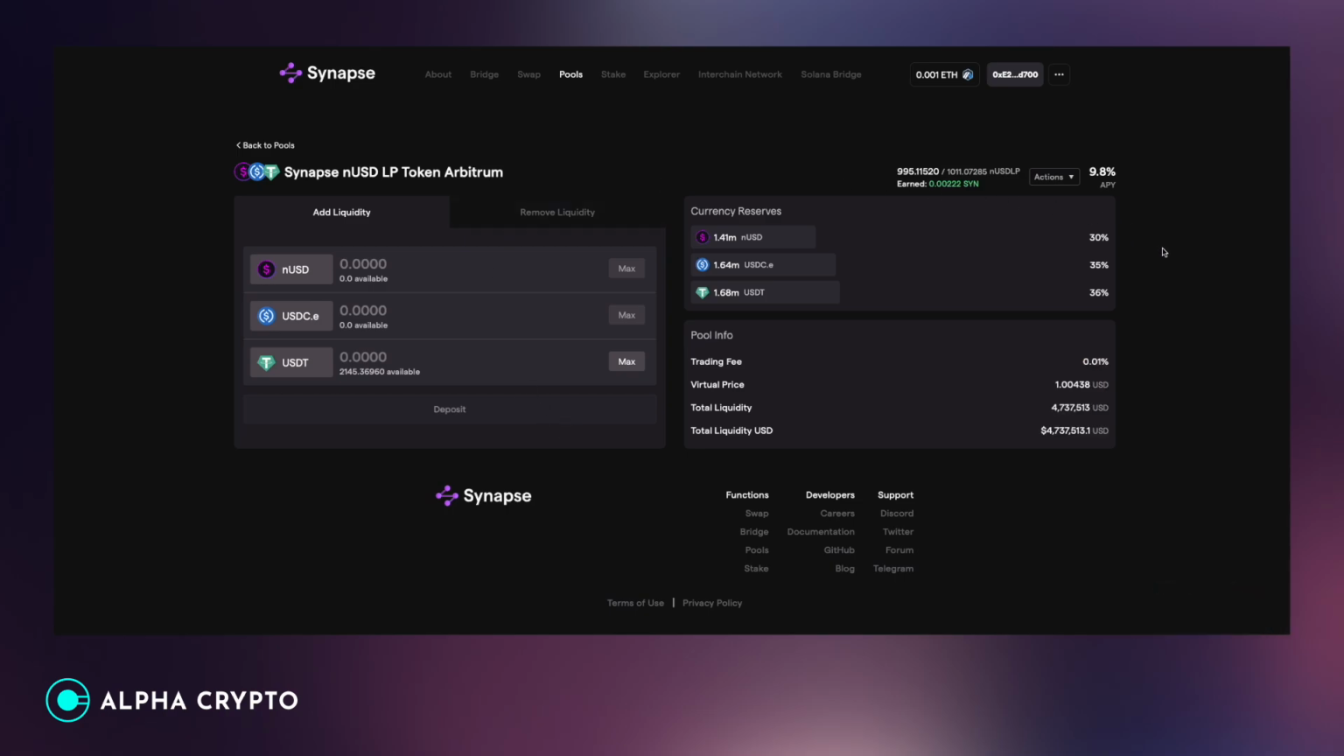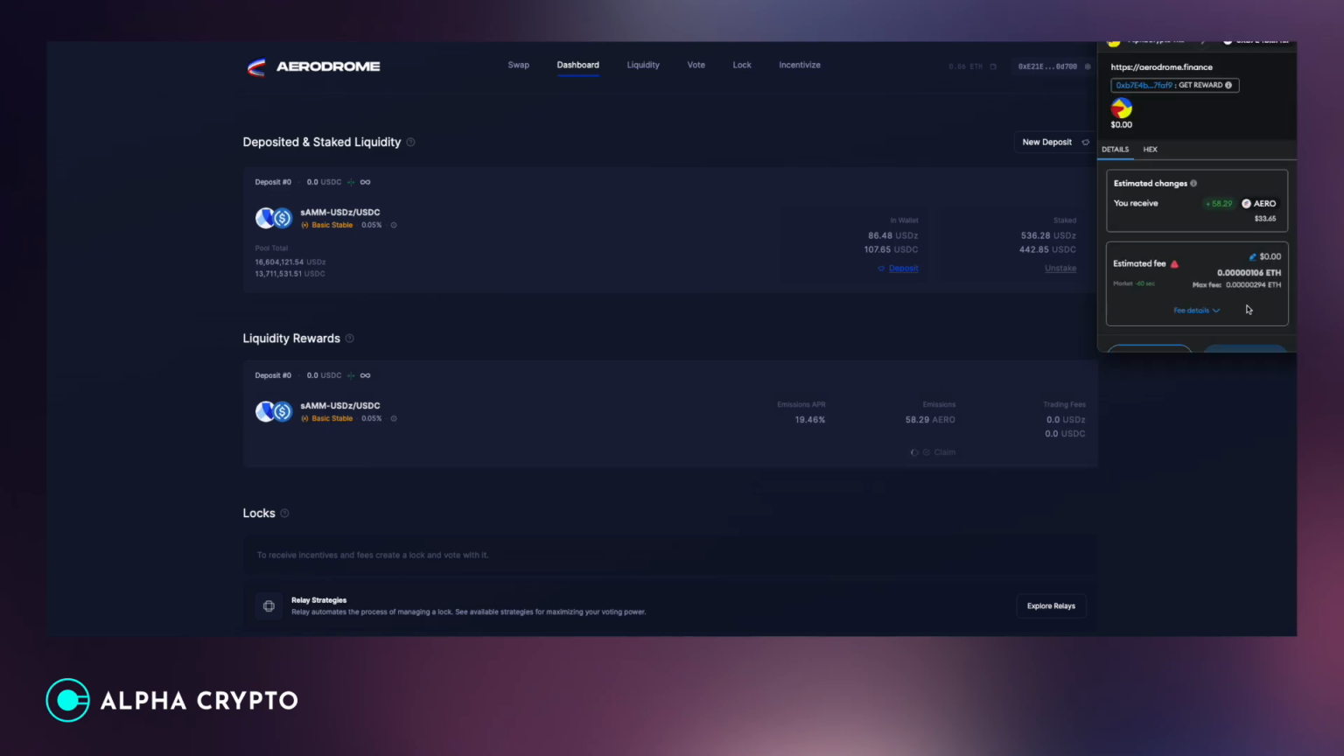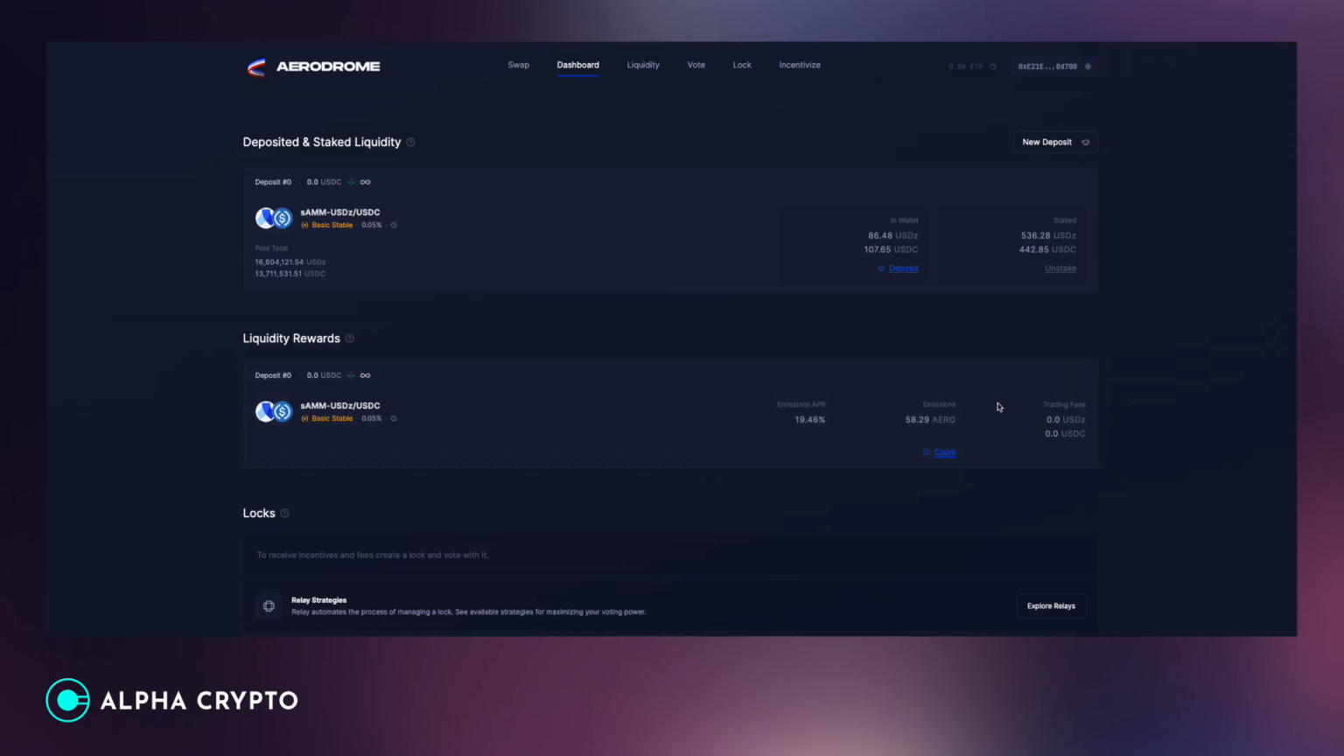So we're on Aerodrome, and it's exactly the same process. We're just going to claim our Aero, which is around 58 Aero, and then we're going to swap that out for ZUSDC, I believe. And after that, we're going to swap that out and then recompound everything.